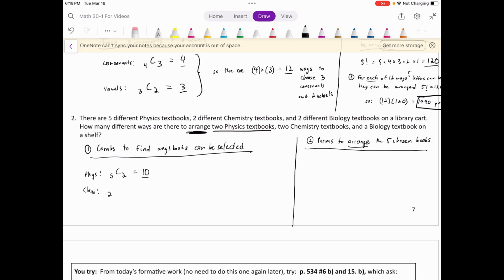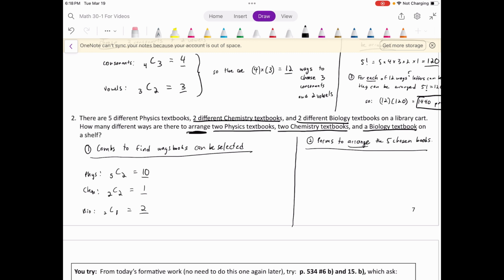And then for chemistry, well, this makes sense. There's only 2 chem books. We're choosing both of them, right? 2 chemistry textbooks. So 2 choose 2. There's only one way to do that. You got to pick both of them, right? No way around it. Bio, again, makes sense. We want to choose 1 biology textbook. There are 2 to choose from. So there are 2 ways to choose 1 book from 2 options, right? You can choose book A or you can choose book B. Those are the 2 ways, right?